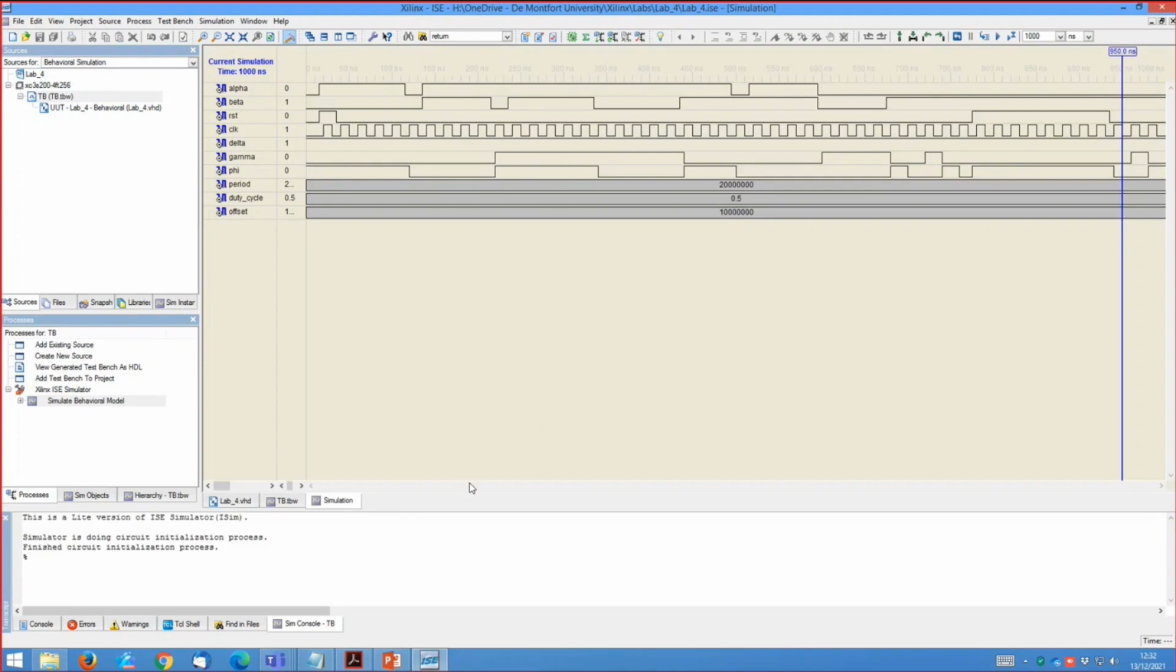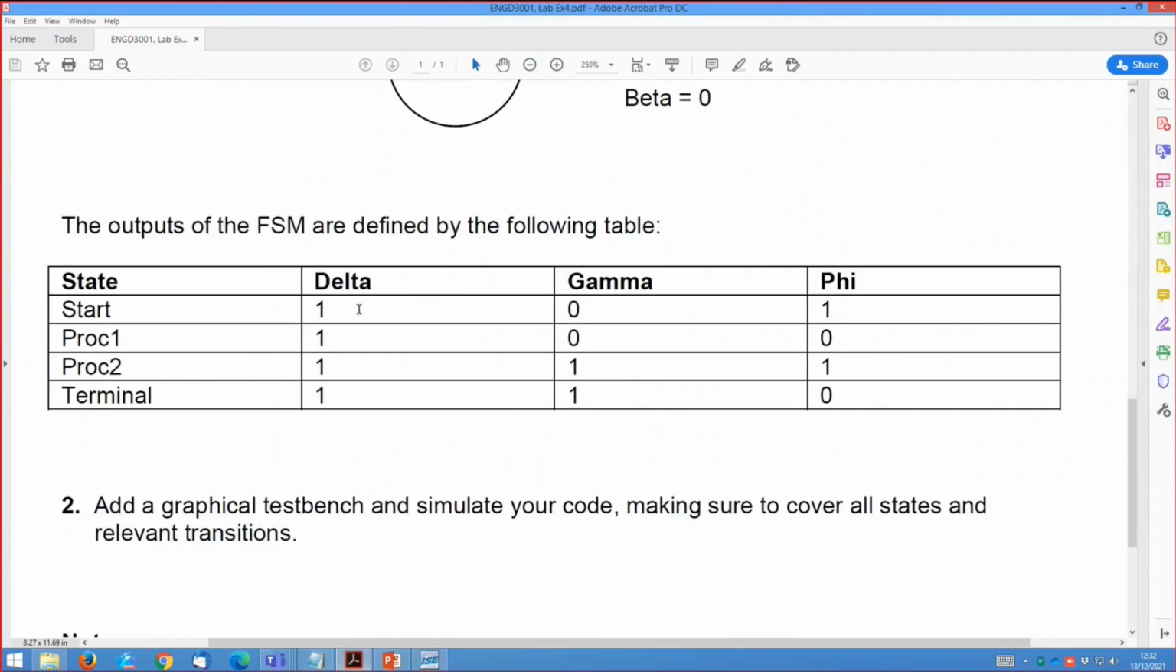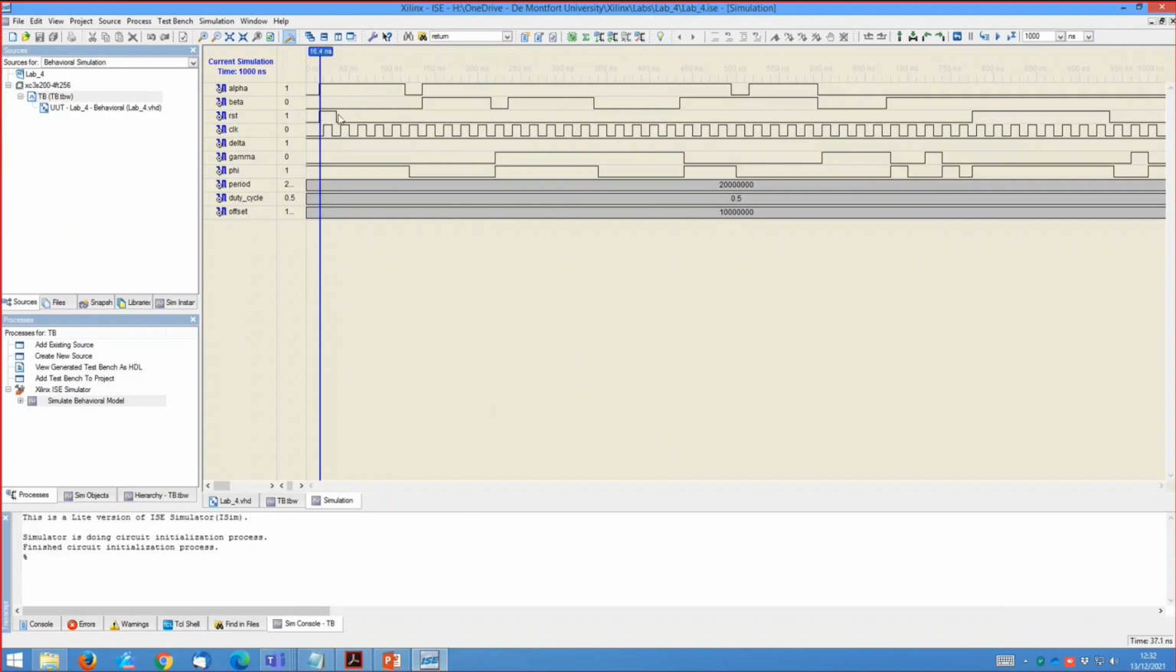Looking at what we have, at this point my reset goes high, so I'm resetting, which means the state of the machine is, as you can see in here, delta is 1, gamma is 0, and phi is 1. If we're looking at the table, delta 1, gamma 0, phi 1 corresponds to the start state. So as expected, the reset puts us in the start state.